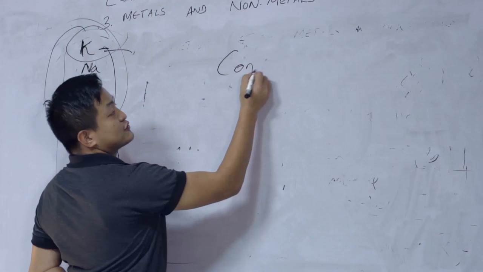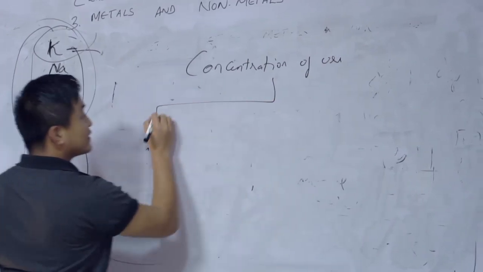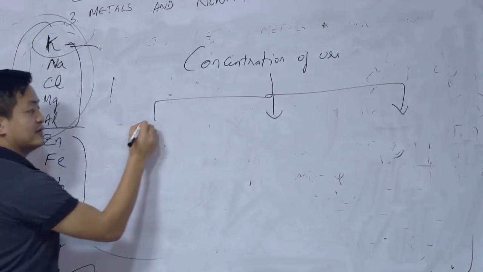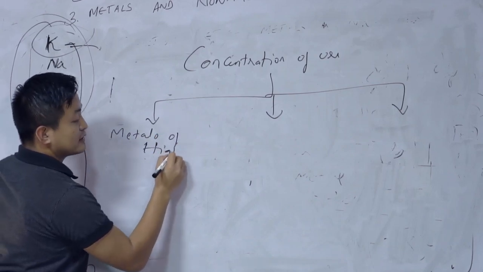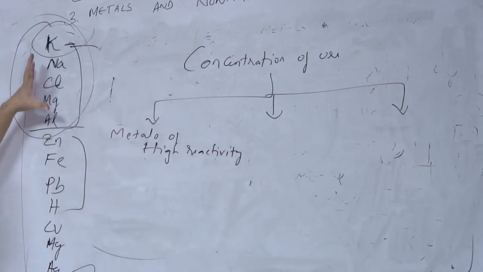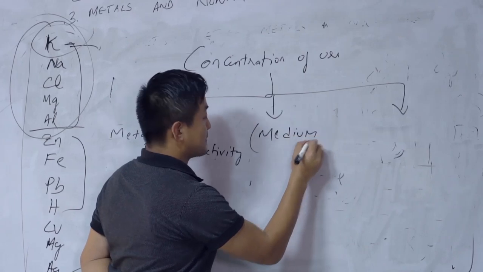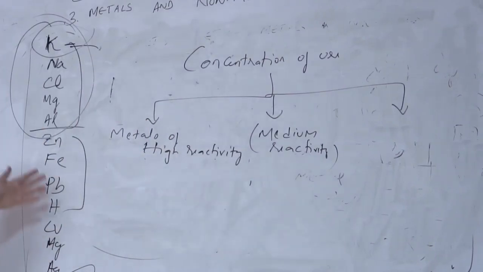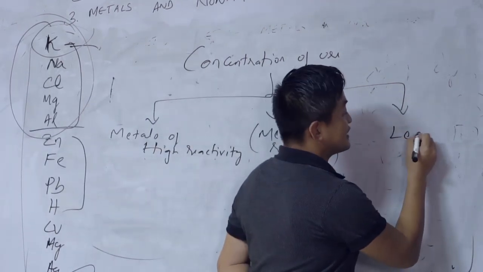So let's say, concentration of ore. Concentration of ore. And then we'll divide into three groups. Now, metals of high reactivity. That means the first one belongs to this top group. Now, the middle one is for the medium reactivity. So it is for metals like zinc, iron, and lead and all. Clear? And this is for the least reactive.